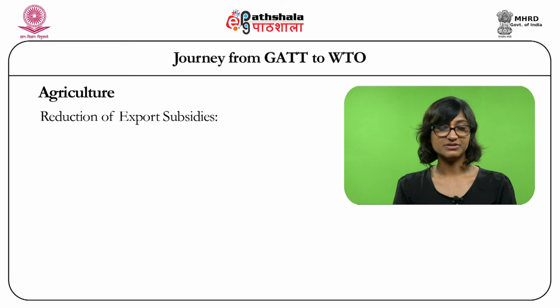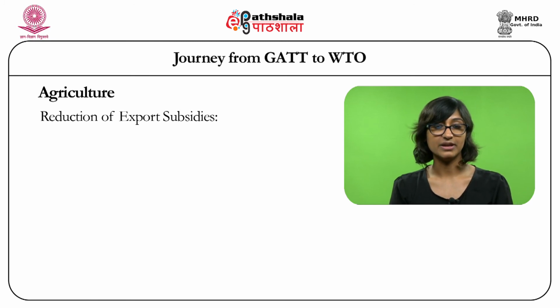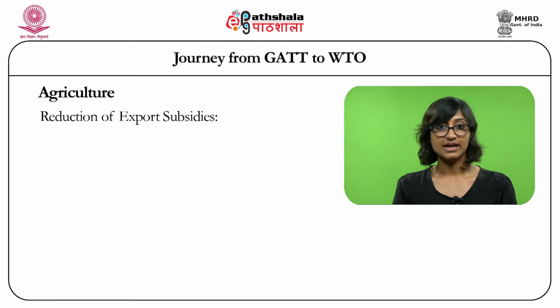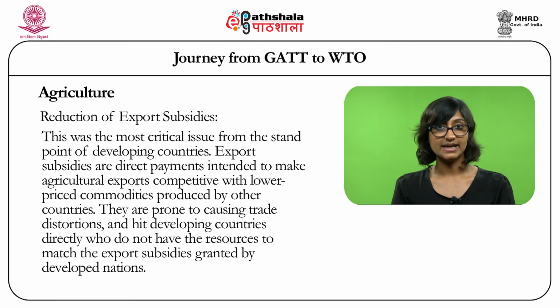With regard to reduction of export subsidies, which was the most critical issue from the standpoint of developing countries, there were a lot of controversial positions that were adopted. Export subsidies are basically direct payments intended to make agricultural exports competitive with lower priced commodities produced by other countries. They are prone to causing trade distortions and hit developing countries directly, which do not have the resources to match the export subsidies granted by developed nations.